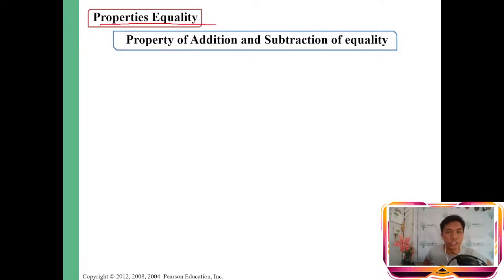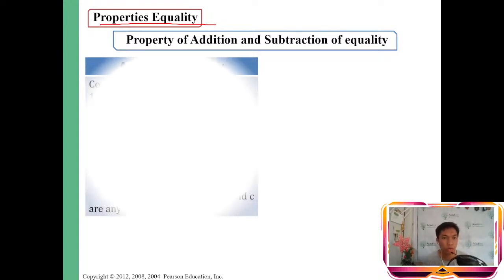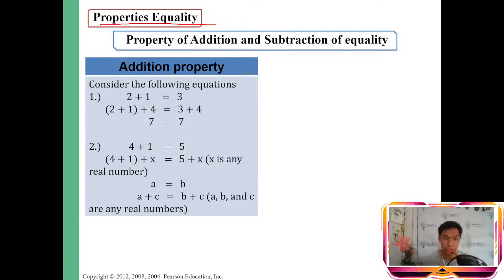Property of addition and subtraction of equality. Here we go, the addition property. Look at this one: 2 plus 1 equals 3, and 2 plus 1 plus 4 equals 3 plus 4. So they are equal, they must be equal. Left-hand side and right-hand side must be equal to each other. That is the addition and subtraction property of equality.